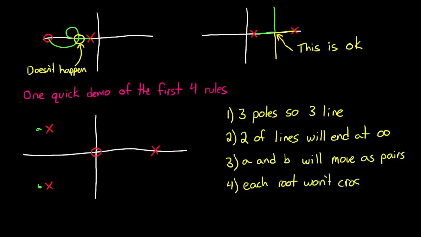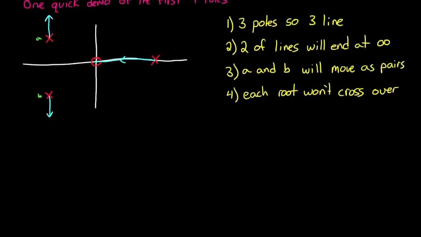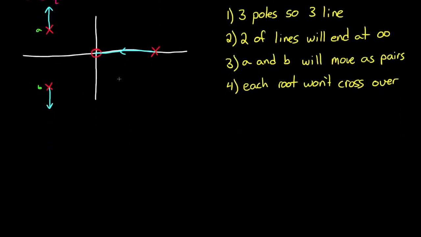And finally, the 4th rule just states that none of these root paths are going to cross over each other. And if I draw the root locus for this system here in this light blue, this is the way that it's going to look eventually when we learn the rest of the rules. So don't worry if you're confused right now. Hopefully we'll clear up that confusion in the next video. But right now, just be thinking about these 4 rules when you look at a root locus plot.